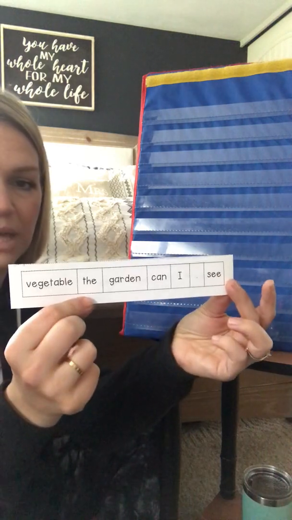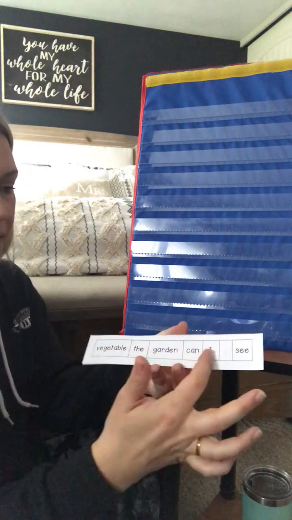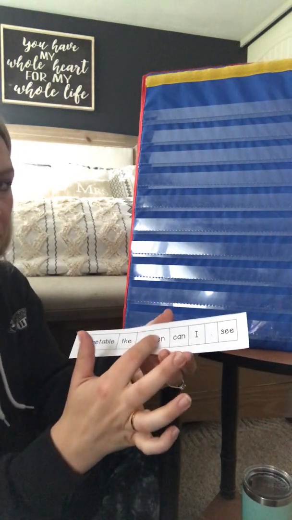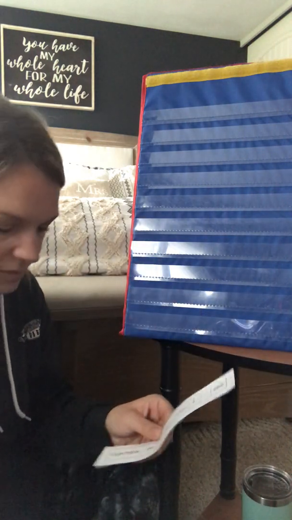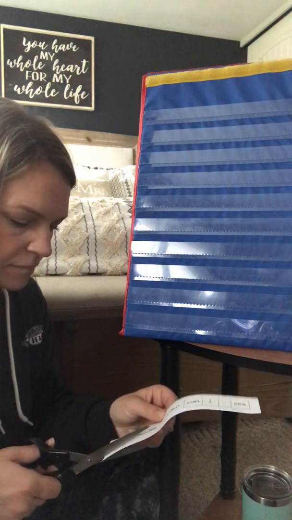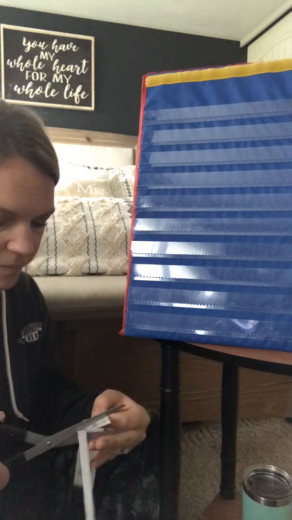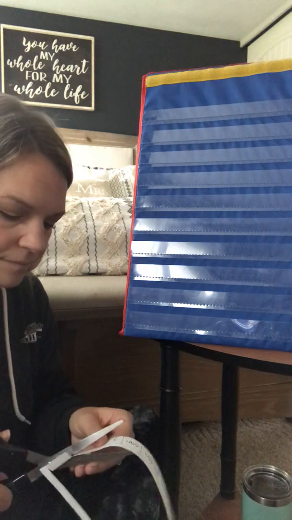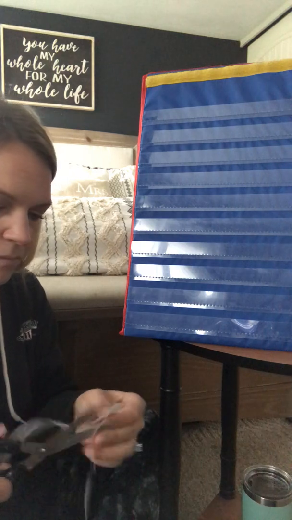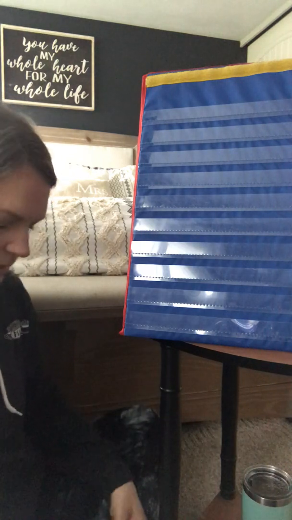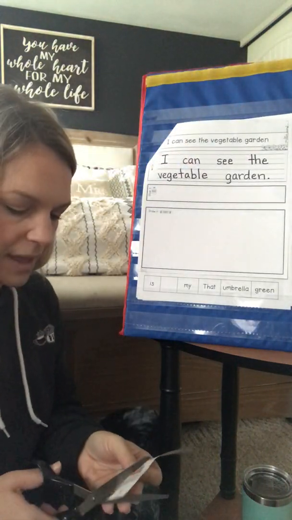Okay, remember there's two sides, so when you are cutting, make sure you're cutting the words that we're using today. I can see the vegetable garden. If you cut out on this side, it's not going to make sense, and there should be a yellow line through it, so be careful. All right, I'm about done. So, if you need to pause your video, do that now and then come back.